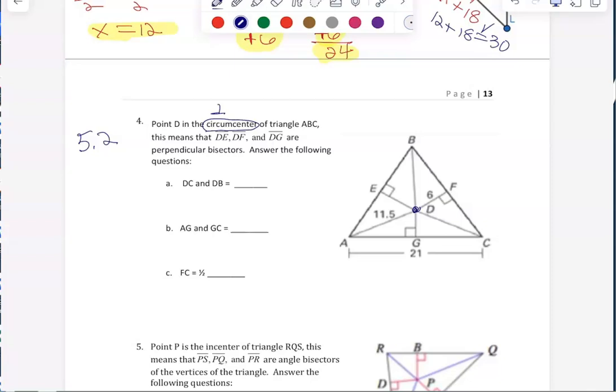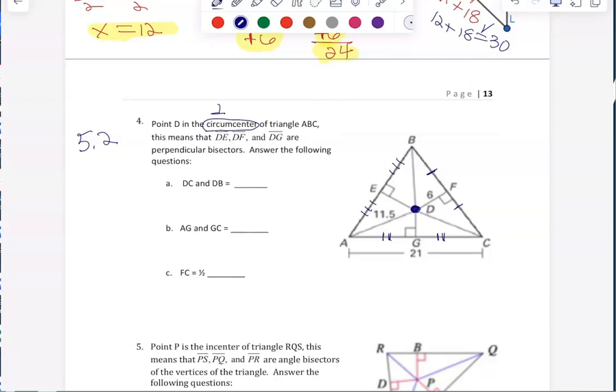So here's your circumcenter. DF is going to also divide this in half. DG will divide this in half. And DE will divide this side of the triangle in half. Okay, so let's see what else we have. What else do we know? We know a couple of things. We know that when you take the perpendicular bisectors and put them all into this one triangle and they all meet, certain things are going to happen.